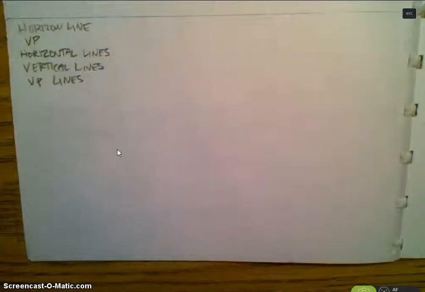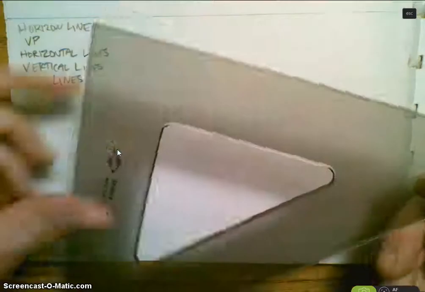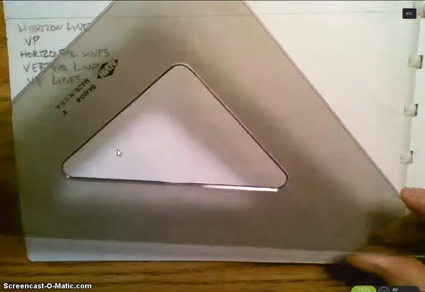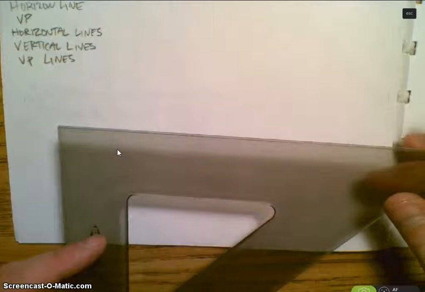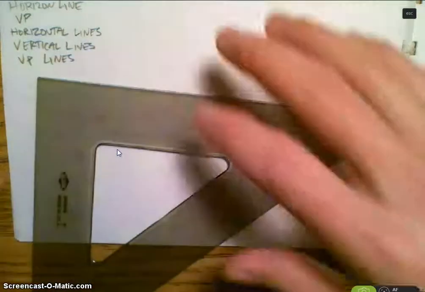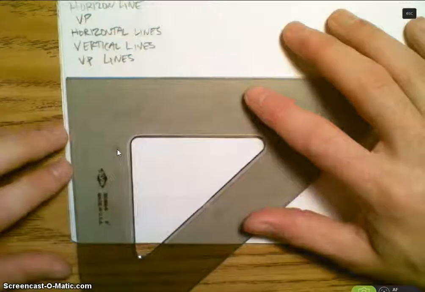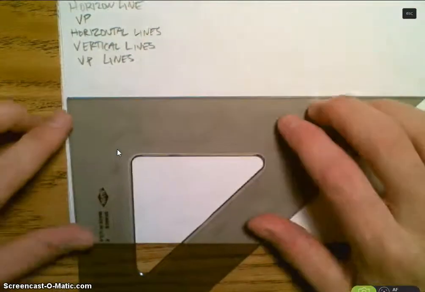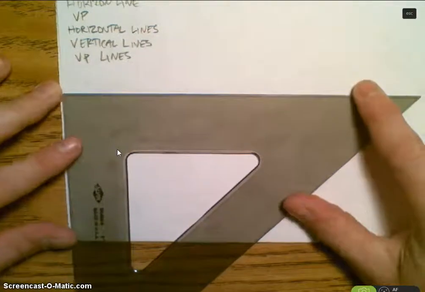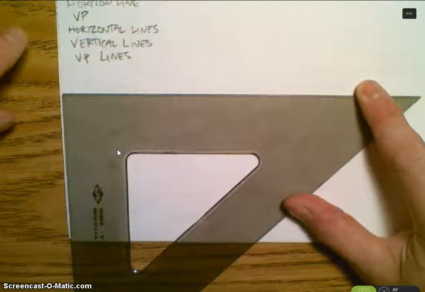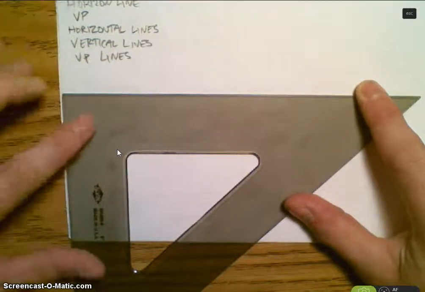So the first thing that we're going to do on this lower half of our page is create a horizon line, and we're going to be using this triangle. Basically, we're going to create a perfect horizontal line, and I'm going to explain how we do this. To make a horizontal line, we're going to line up this vertical side with the side of our paper. Now you can see I've got a little edge over here. That's just the other paper. I'm lining it up with this single sheet of paper.